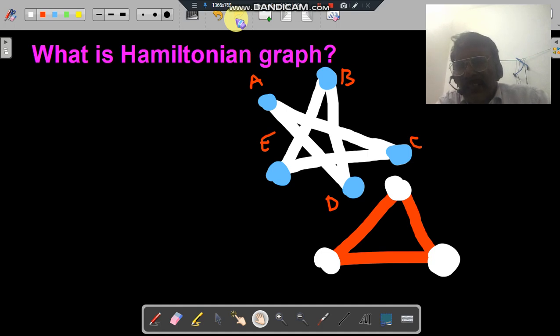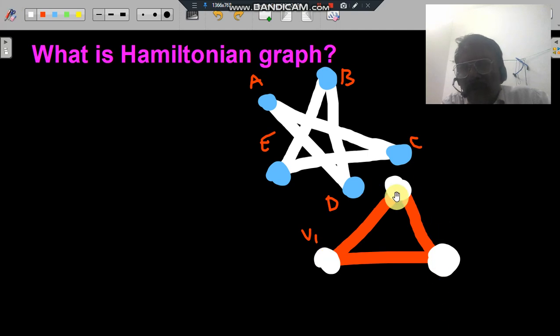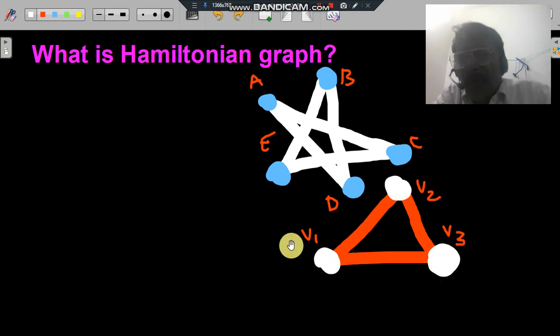Now let us take the second picture. I call the vertices V1, V2 and V3. So this is also a graph because it consists of 3 vertices and 3 edges.